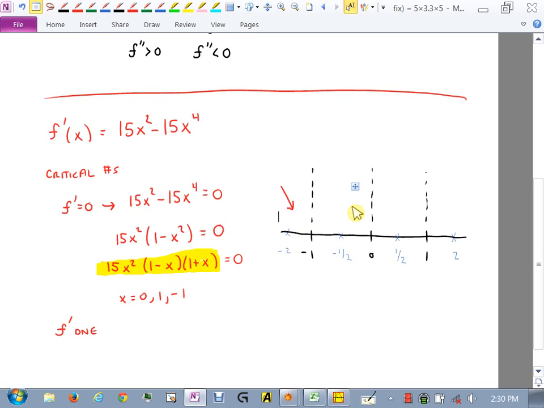Then plug in -1/2. 1 minus a -1/2 is 1 plus a half. That's positive. 1 plus a -1/2 is 1 minus a half, so that's positive. So it's going up. Plug in 1/2. 1 minus a half, negative. 1 plus a half, positive. Negative times positive, negative, so it goes down.